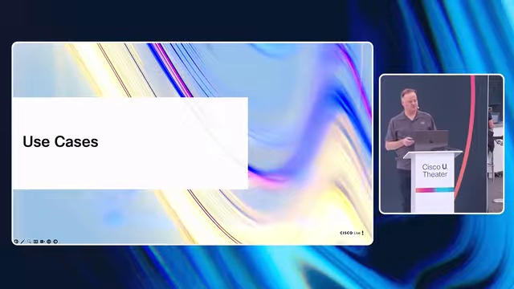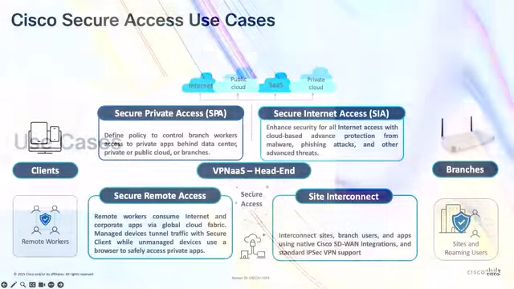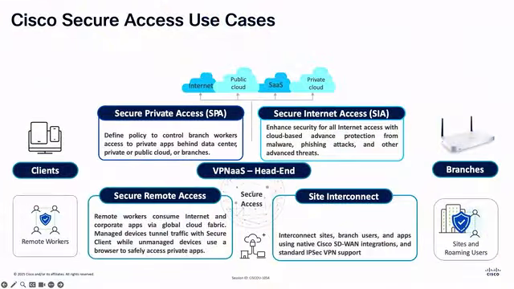So let's move into some of the high-level use cases that Secure Access supports. If you look to the right, you'll see Secure Internet Access. This is about securing access to the internet for the users. This is what Umbrella has been focused on. What Secure Access adds is the ability to allow users to securely access private resources or private applications.